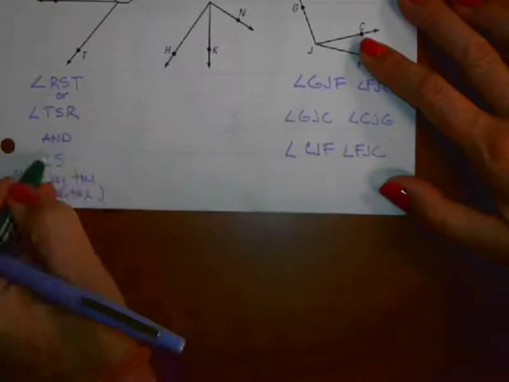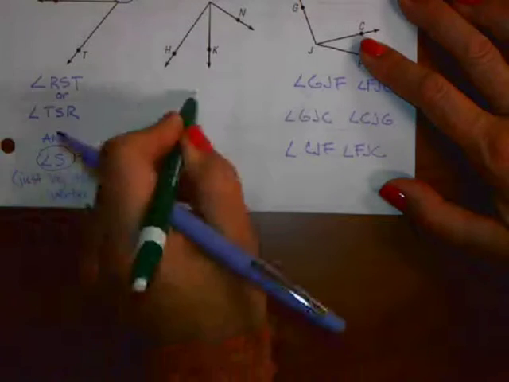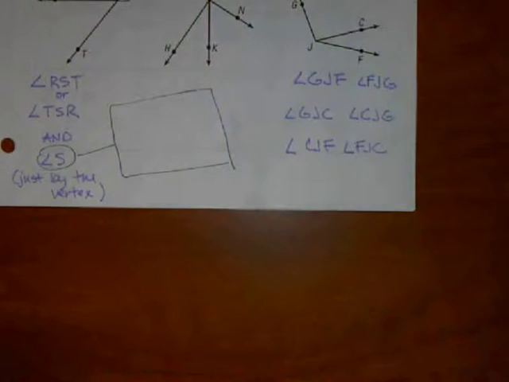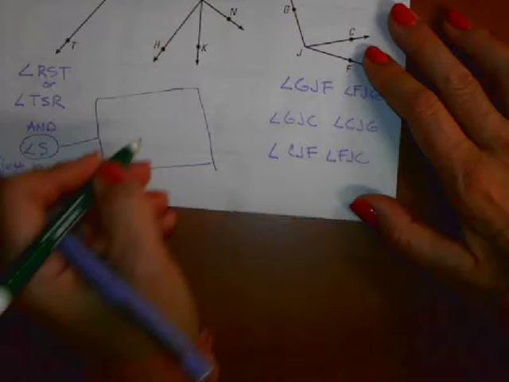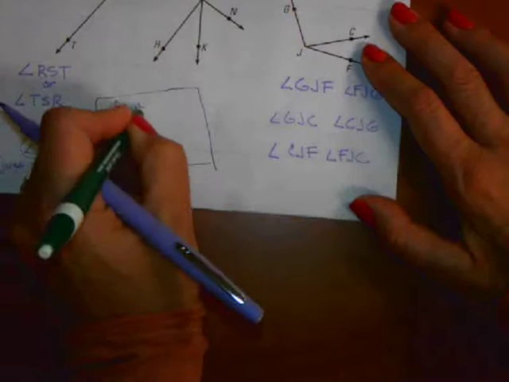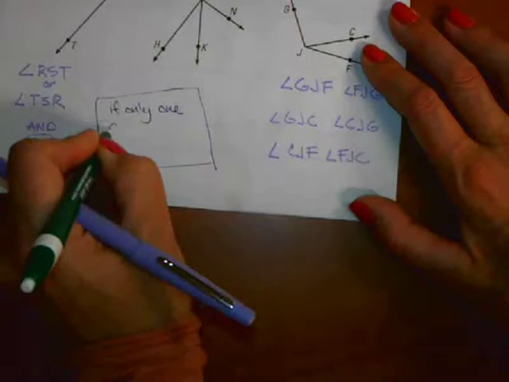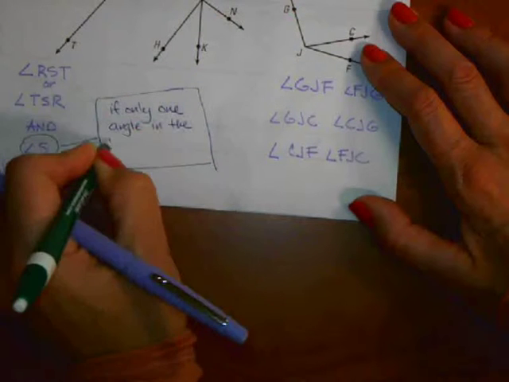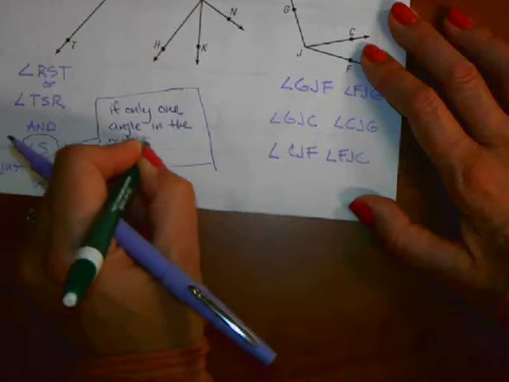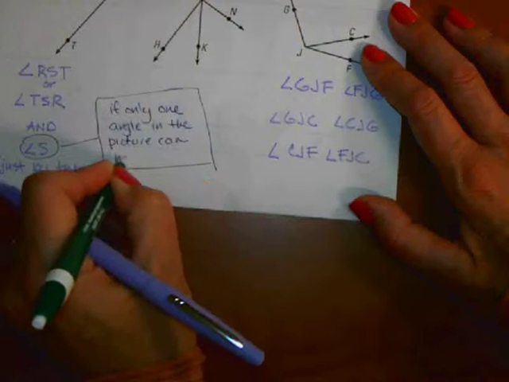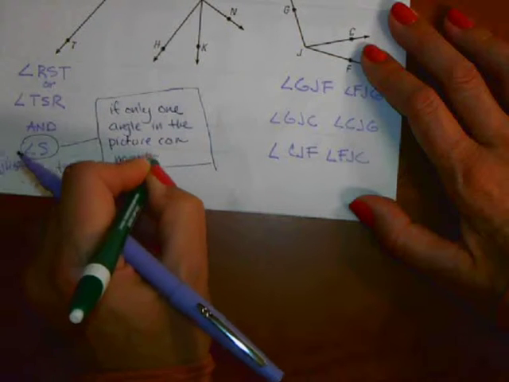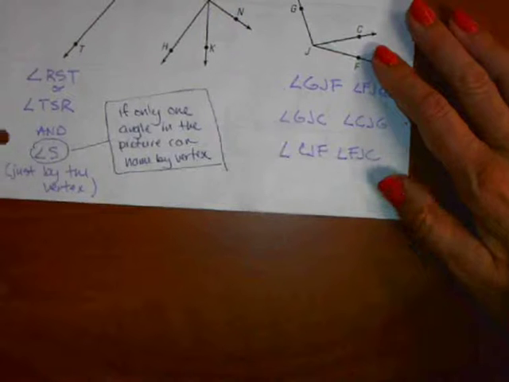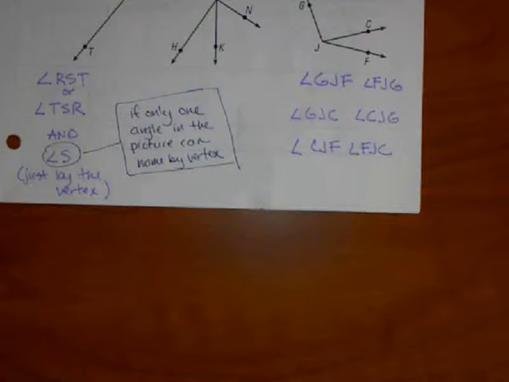So I'm going to make a little note here. Make yourself a little note right here. Angle S. If only one angle in the picture, you can name it by the vertex.